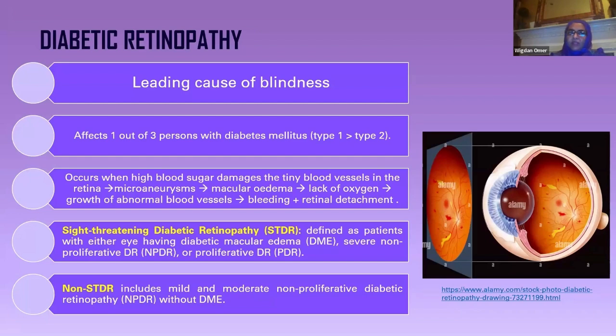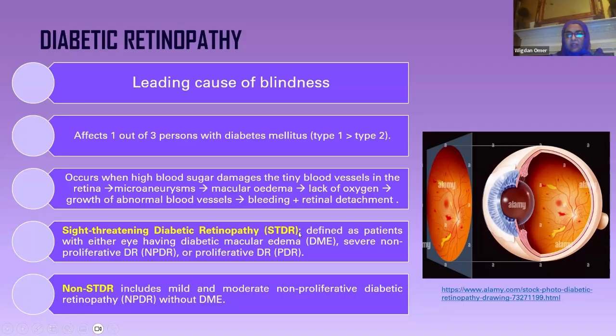So what is diabetic retinopathy? It's a global leading cause of blindness. It affects 1 out of 3 persons with diabetes mellitus. Those with type 1 are more vulnerable than those with type 2. It occurs when high blood sugar damages the tiny blood vessels in the retina. The retina is this part of the eye, in the back part of the eyeball. And it contains the optic nerve, small capillaries supplying photosensitive cells that actually take the sensory input from the pictures that we see and convey them to the brain.